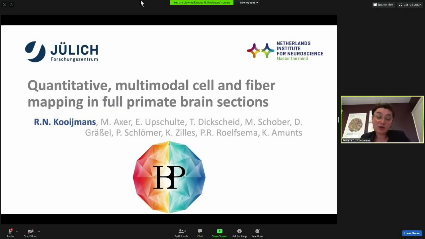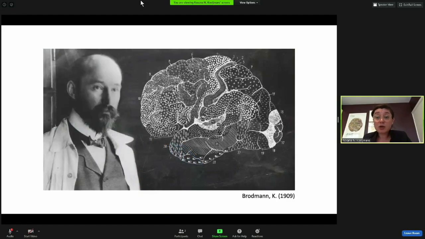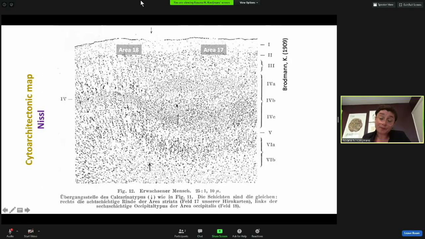My name is Roxana Kooijmans, and I will be presenting about my work on quantitative multimodal cell and fiber mapping in full primate brain sections. More than 100 years ago, Brodmann pioneered work on human brain mapping using Nissl staining in order to compare cytoarchitecture of different cortical areas.